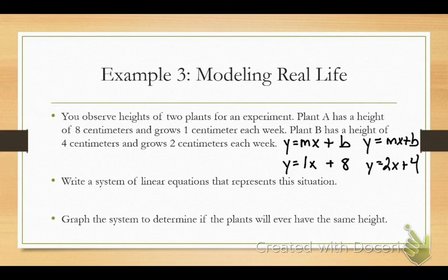Now, if I were to graph these, could I graph them? Yeah. Absolutely. And could I see where they would cross? Yes. And that would tell me how many weeks. Because plant A started off taller, didn't it? But it doesn't grow as fast as plant B. So at some point, plant B is going to catch up with it. And they'll be the same height. All right. But we're not going to graph this one. I just wanted to set up our own system. Okay. All right. That's all you need to know for section 5.1.